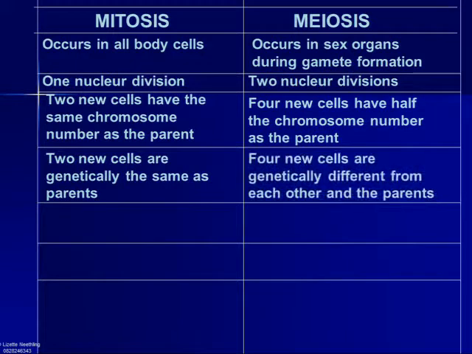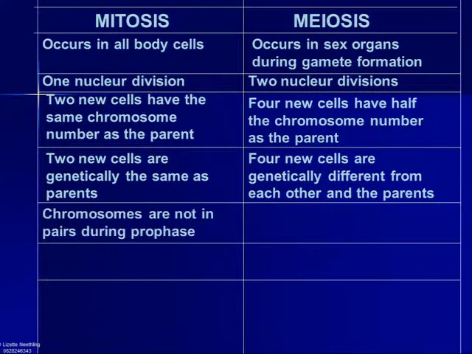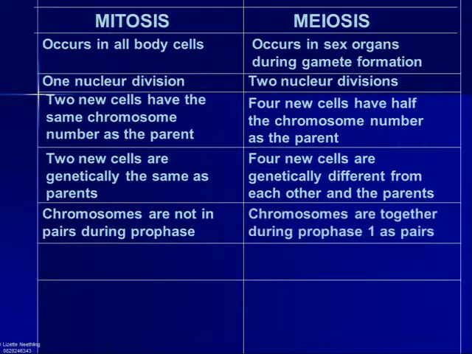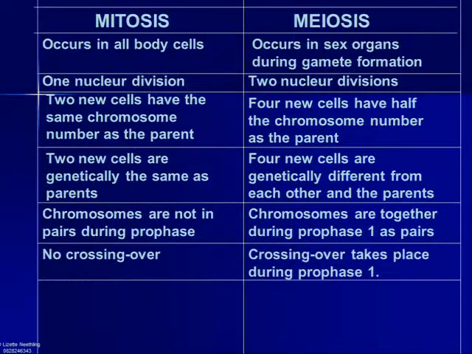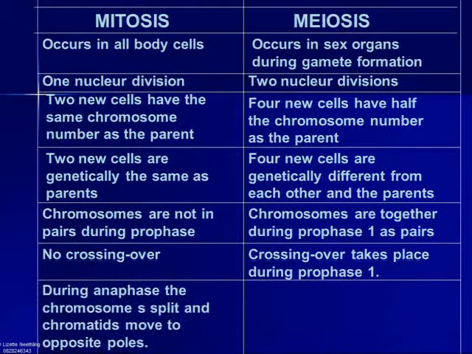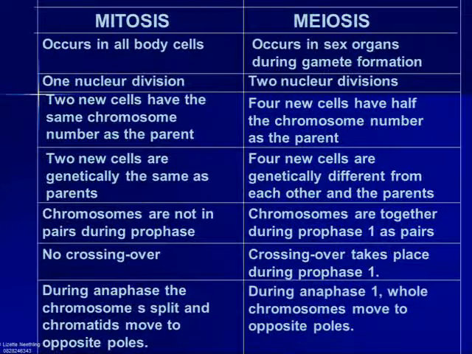They're genetically different. In mitosis they're the same, and we never have pairs in mitosis, while we do have pairs in meiosis in prophase 1. Crossing over happens in prophase 1, not 2, remember. So you can't just say meiosis, you have to determine where in meiosis. And during anaphase 1 we have chromosomes that move across and not chromosomes that split.